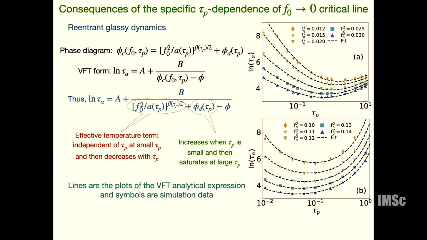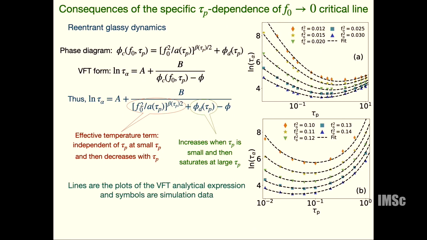So each of these are already obtained, and then we can now use this VFT form, log tau alpha as a function of a plus b by phi c minus phi, and in the phi c we can simply use this expression. So this is the expression that we finally get. And this has two parts which compete. In this part of the function, this is like the effective temperature like term.